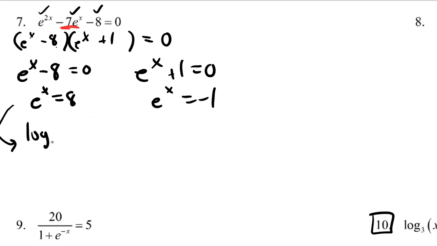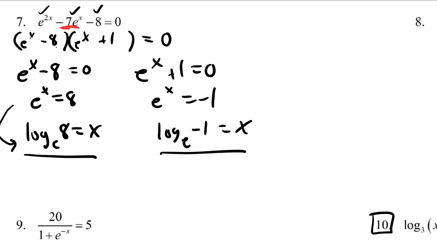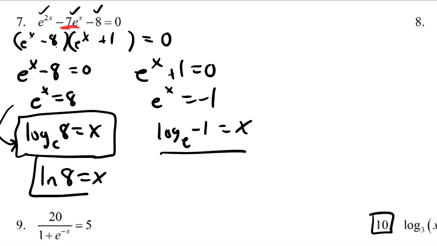Exponential form, equivalent logarithmic form. Exponential form, equivalent logarithmic form. So I would be happy if you put this as an answer. I wouldn't count that wrong. I'd much rather you say natural log of 8 than log base e, since those are equivalent, and then this is how everybody else does it.